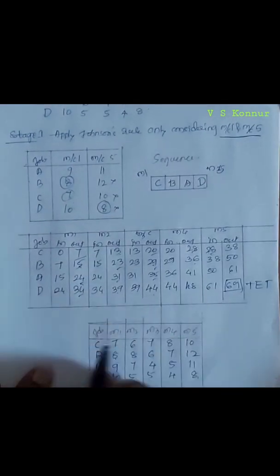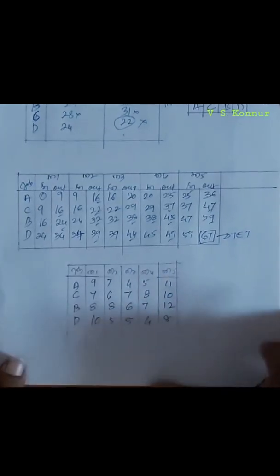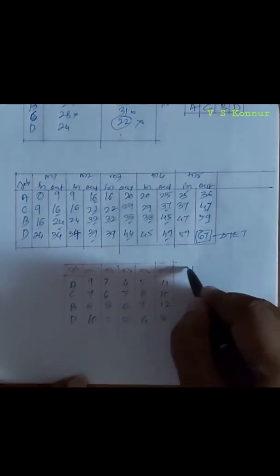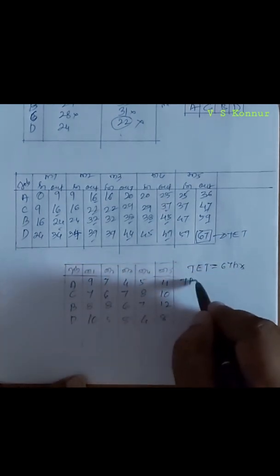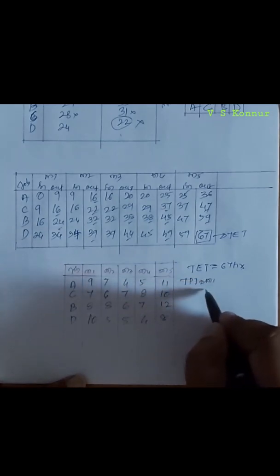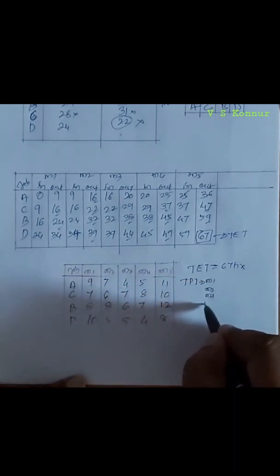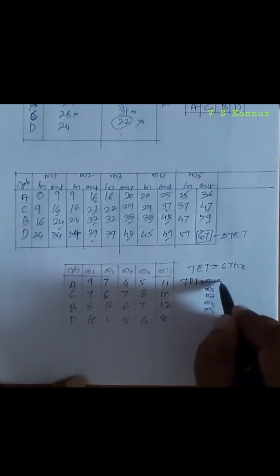From the last problem, how much did we get? We got 69, right? Now 69 and 67, if you compare, 67 is the least, so you have to consider total elapsed time is equal to 67 hours. Now total processing time you have to write for M1, M2, M3, M4, M5, that is equal to.